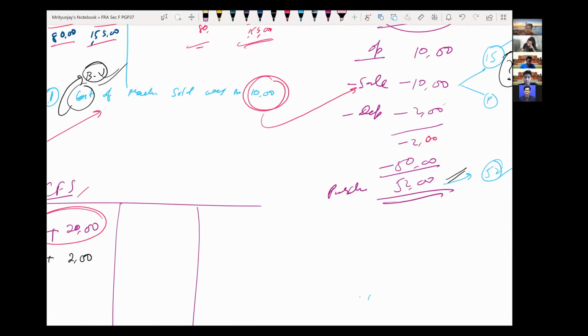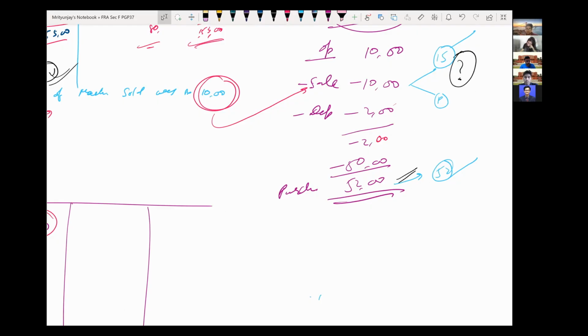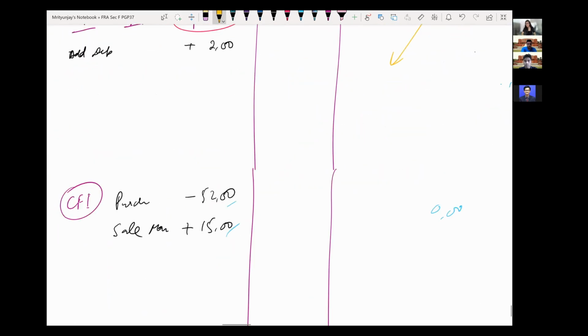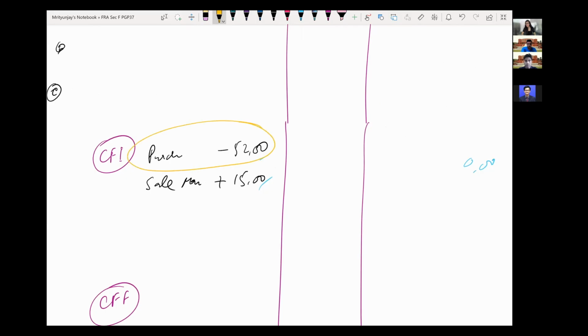Then what did we do? After you have prepared the reconciliation, then look at the information in the reconciliation and try to figure out, is there any item which was paid or received in cash? If yes, then bring them to wherever in the cash flow statement they belong. So we found two such items in this reconciliation. One was of sale and one was of purchase. So purchase went with a negative number, 52 lakh rupees negative, here in CFI, and sale went with a positive number of 15 lakh rupees.